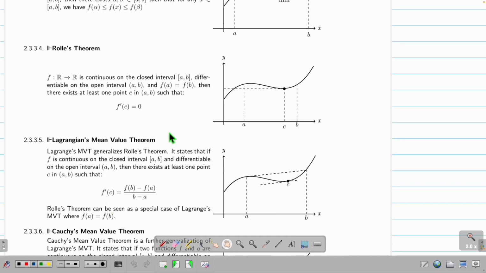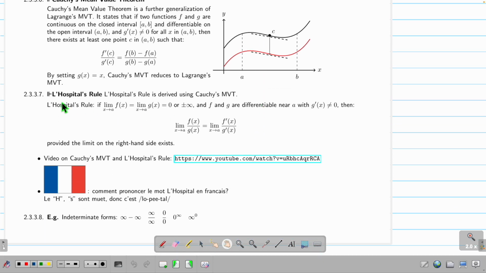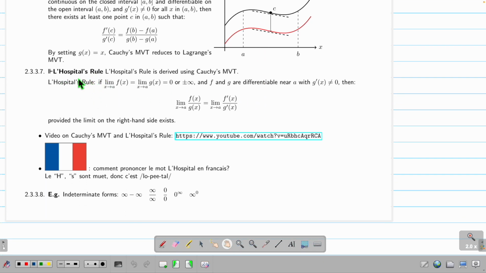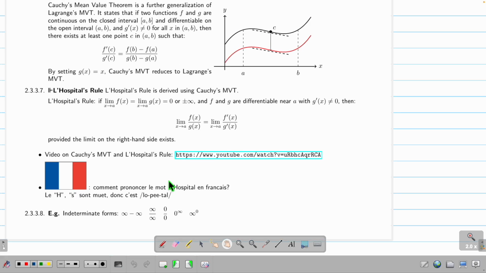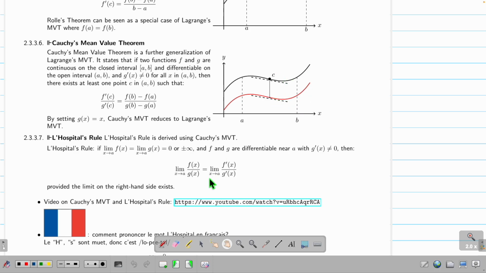And now after all this, especially the last one, this is the reason why you can have this thing. Okay, this is not "el hospital." Comment prononcer le mot l'hôpital en français? Le H est muet, donc c'est l'hôpital. Bonjour français. Okay, now you gain some baguette culture. So because of this, you get this. This is called L'Hôpital's rule.